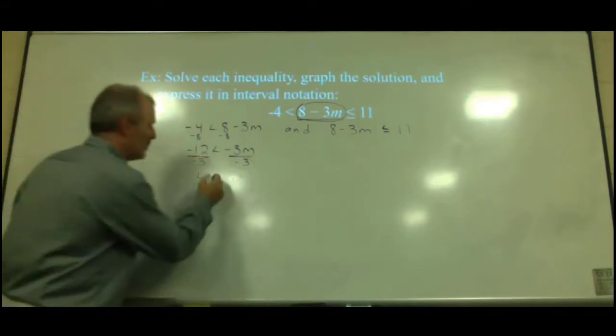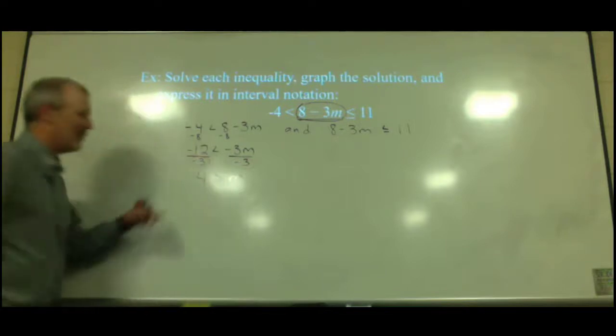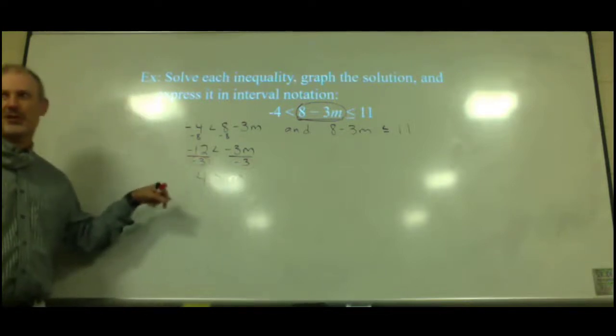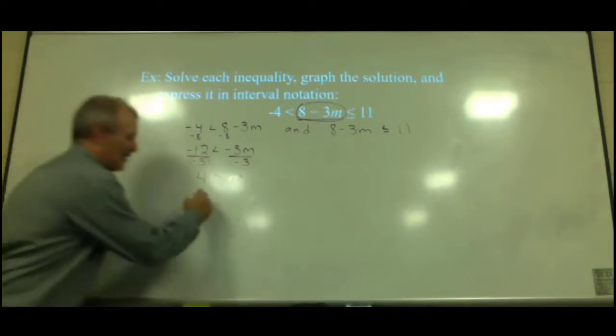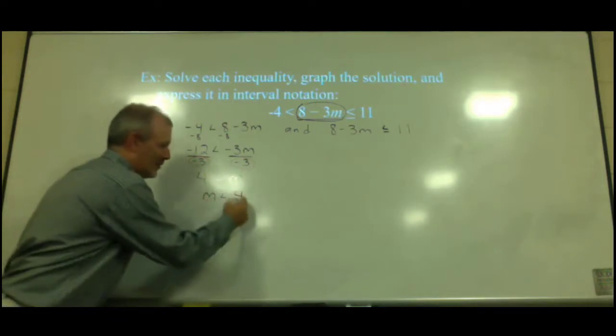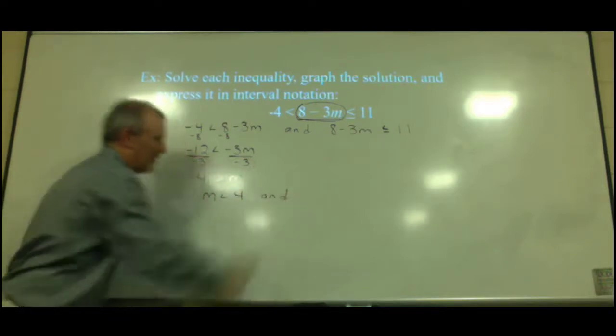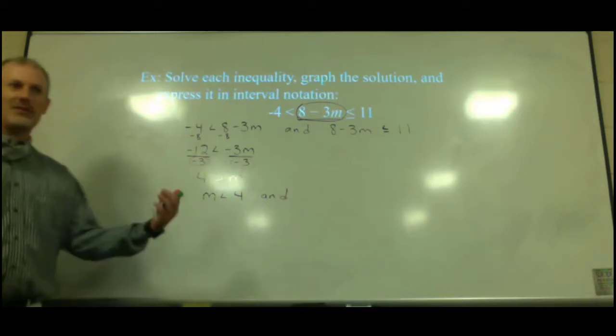Okay, so this becomes greater than, but remember we don't like it written like this, do we? So what are we going to write? M is less than 4. Correct. And then we're going to go to the other one and we're going to do the same steps, right?